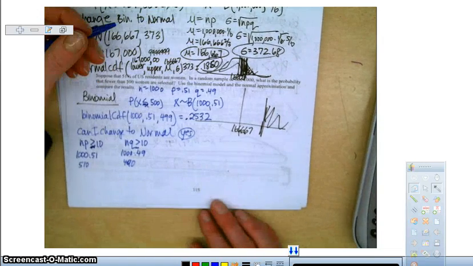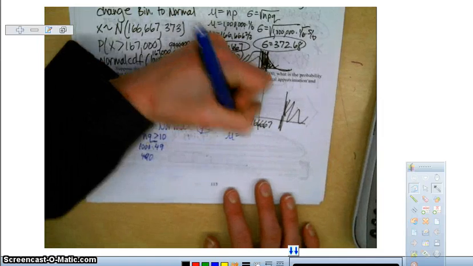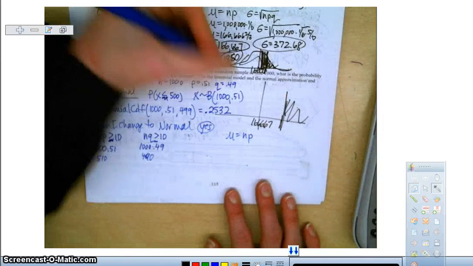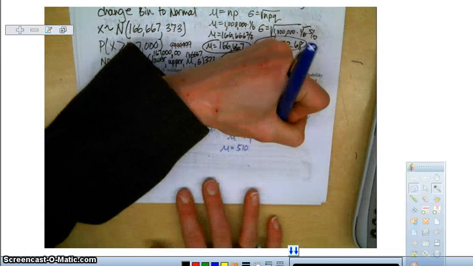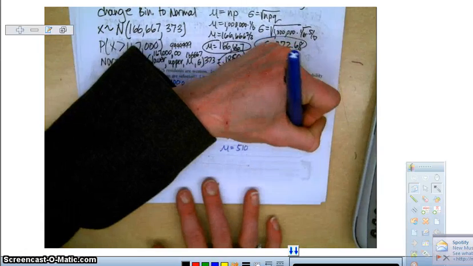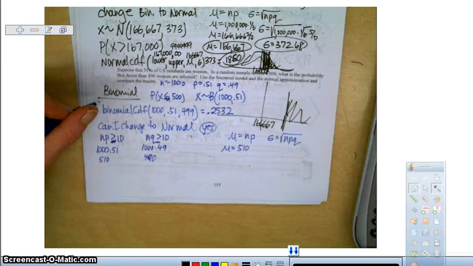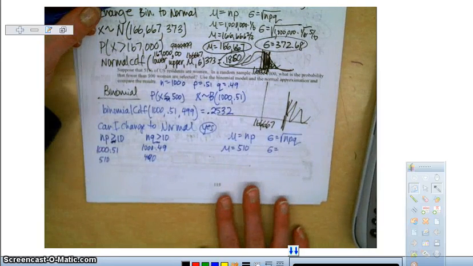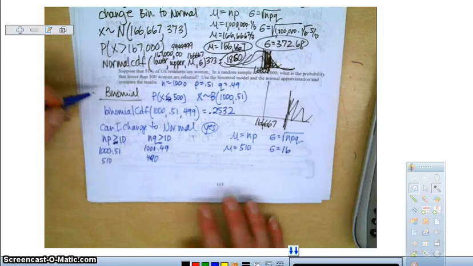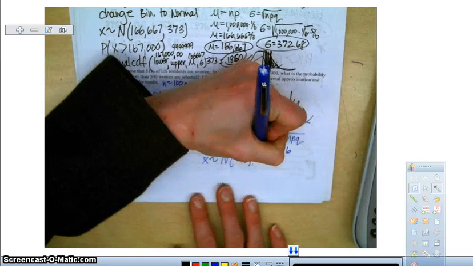Okay, so now if I change it to a normal model, x was binomial of 1,000, 0.51. So now what do I calculate to change it to normal? Mu is N times P. We already found that is 510. And sigma is the square root of N times P times Q. So second, square root, 1,000 times 0.51 times 0.49. What's sigma? Round it to the nearest whole number. 16. So x is now approximately normal with a mean of 510 and a standard deviation of 16.